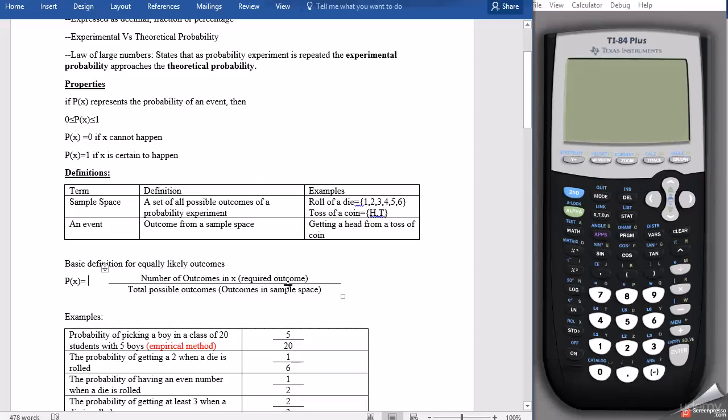So if I have 2 red balls and 3 blue balls, the probability of picking a red ball is 2 out of 5. We have 2 red balls and a total of 5. Okay? So let's have more examples here.